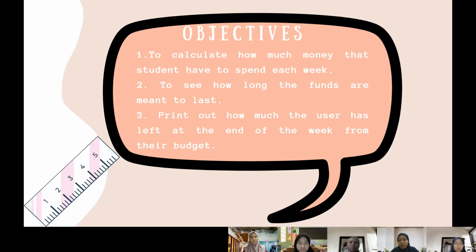So the objectives for this group project is to calculate how much money that a student has to spend each week. Second, to see how long the funds are meant to last. And third, to print out how much the user has left at the end of the week from their budget.